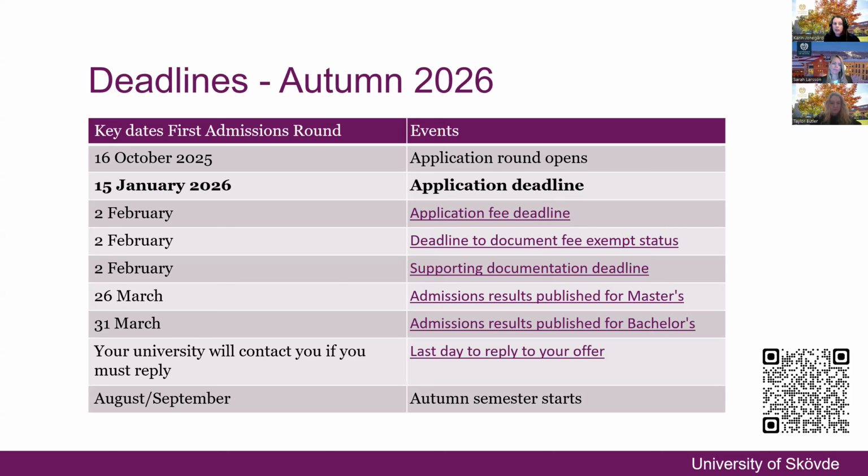On the 26th of March, the admission results will be published for the masters. If you're applying for a scholarship, it will be published about the same time, at least our scholarship will. Also, our university will contact you if you need to reply. The last day to reply is different depending on which university you apply to.